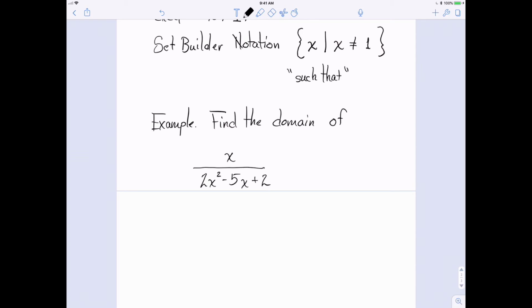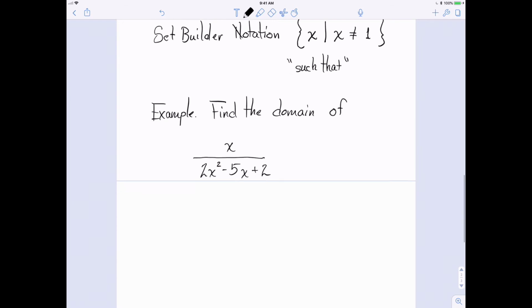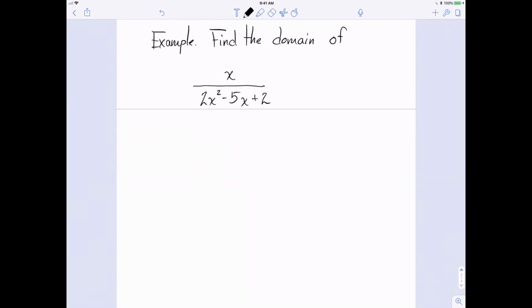Okay, well here's the thing. It doesn't matter what number goes into the numerator. Just like in the last problem, the numerator can be 0. That's okay because that just makes the fraction 0. What can't happen is 0 in the denominator. So what we need to do is find out when the denominator 2x squared minus 5x plus 2 equals 0. That's what we have to figure out.